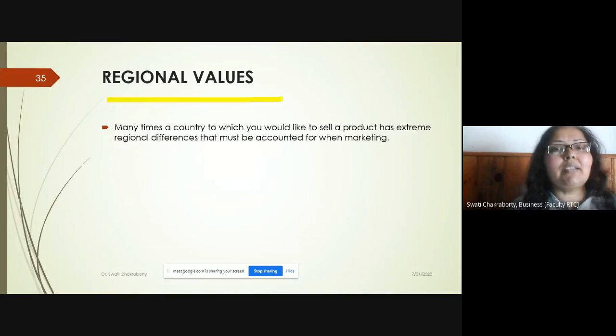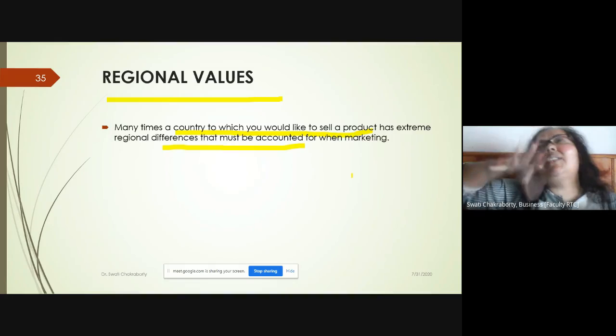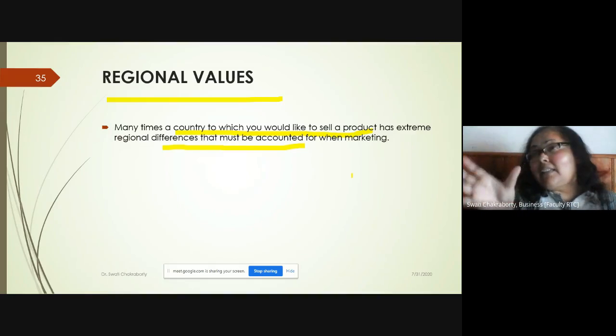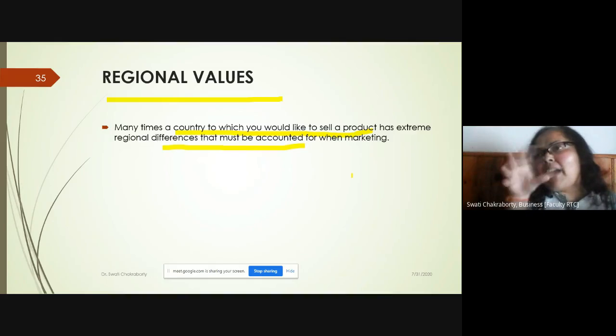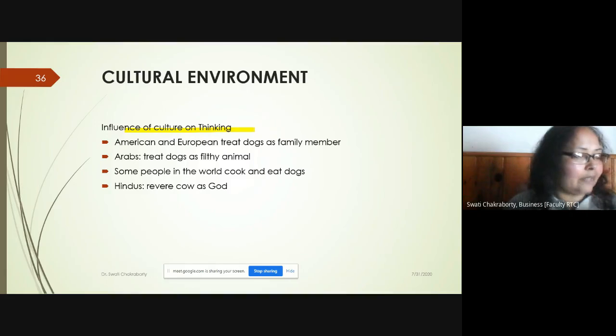Next comes regional values. Many times, when you select a country where you want to sell a product, they have extreme regional differences that must be taken into account when marketing. Within the country, regional differences are there. So you cannot just sell a product as it is. Within that country, you may have to make varieties of the same product catering to different regions of that country.